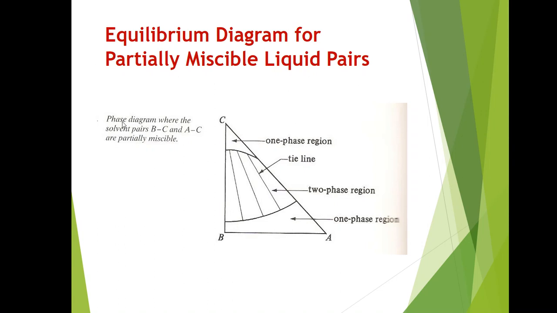So this is a sample of a phase diagram where for solvents B and C and A and C which are partially miscible. So B is only miscible to C, is only dissolved by C, same thing with A, only dissolved by C. But A and B are not miscible, so it forms two partially miscible phases, and in that case your diagram would be looking like this. So an equilibrium diagram for a partially miscible liquid pairs.